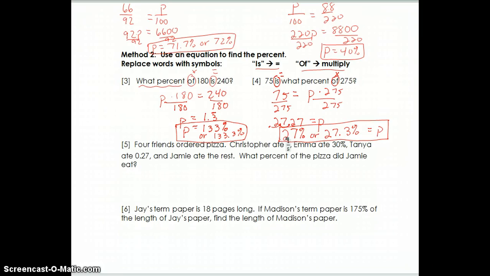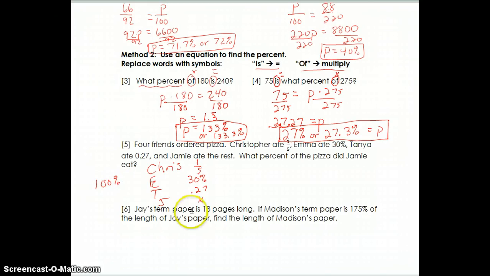So problem number 5 says 4 friends ordered pizza. Chris ate 1/5 of it. Emma, I'm going to just put an E for Emma, had 30%. Tanya had 0.27. Jamie had the rest. We don't know how much Jamie had. We're just going to put it as X. If all 4 friends combined ate the entire pizza, we know that they ate 100%.